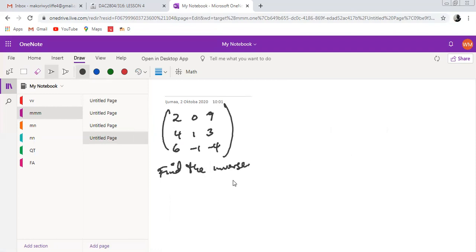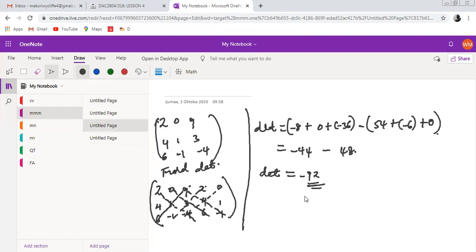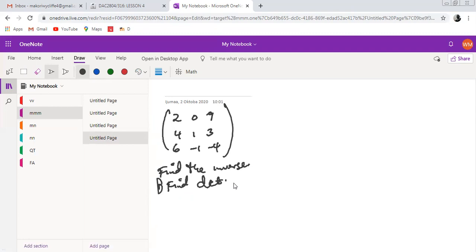The process of getting the inverse of a 3 by 3 matrix: step number one, we find the determinant, which we have calculated here, and our determinant is -92. That is step number one. Step number two is to find the cofactor matrix, which is actually a process.